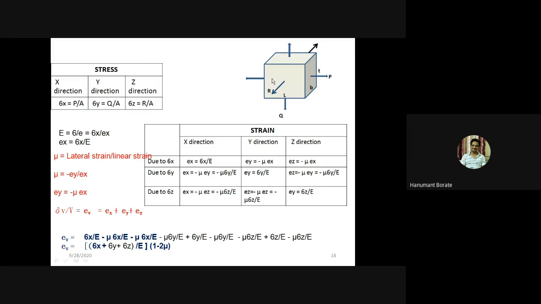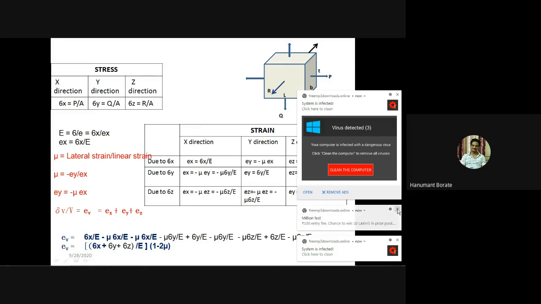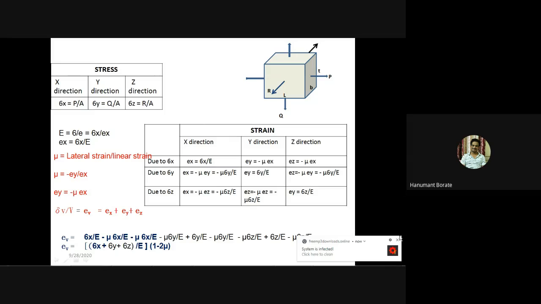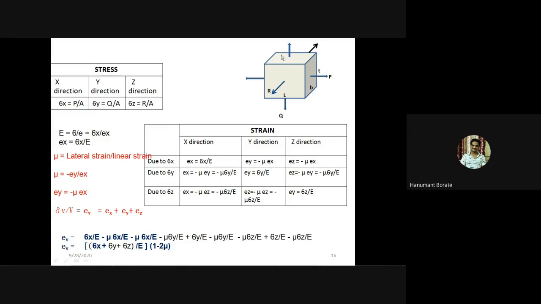So here this block is given. Length of the block is L, breadth is B, and T is the thickness of the block. Let P be the force applied in the X direction, Q be the force in the Y direction, and in the Z direction there is an R force. These forces we assume here are all tensile forces.